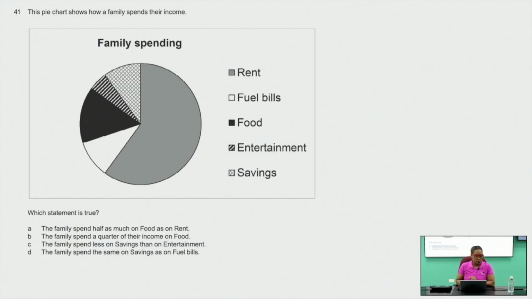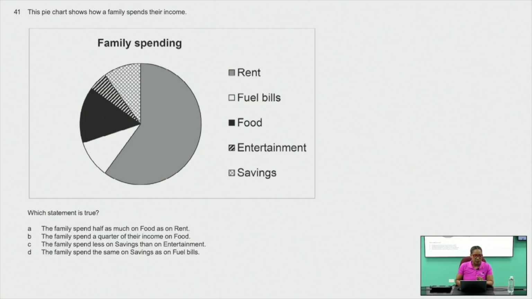Which statement is true? The family spends half as much on food as on rent. Let's see what food is. Food is the black section. And what is rent? Rent is all of that gray section. Rent takes up most of the money, more than half of it. Is food half of rent? It says spend half as much. No, that's not true. So that's out. The family spends a quarter of their income on food. Does that black area represent a quarter? No, it doesn't.